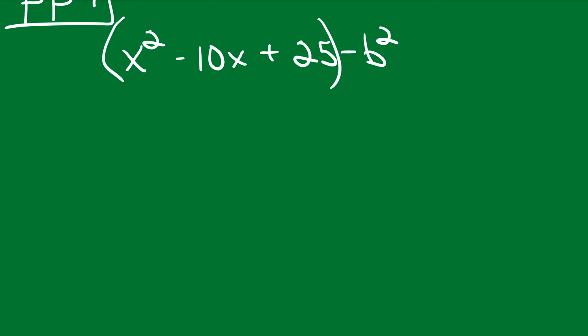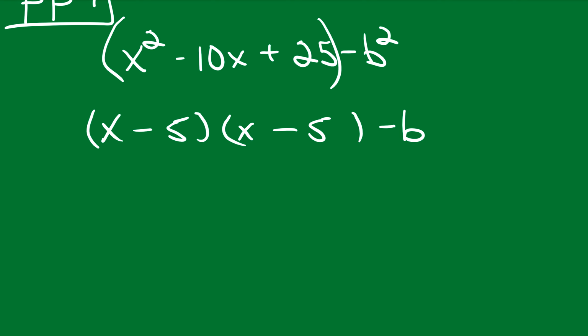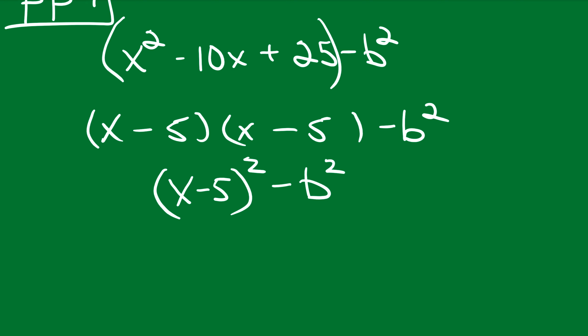That's a perfect square trinomial. The leading coefficient is 1, so that's easy to set up. And I've got an x and an x, a minus and a minus for my signs to work. And then I'd have a 5 here and a 5 here. And then this would be minus b squared. Okay, this is quite interesting now, because I can rewrite the first 2 terms here as x minus 5 squared minus b squared. And now I have what's called a difference of 2 squares again.